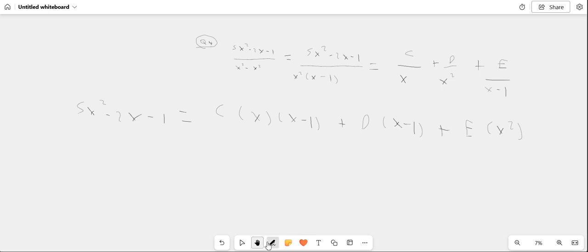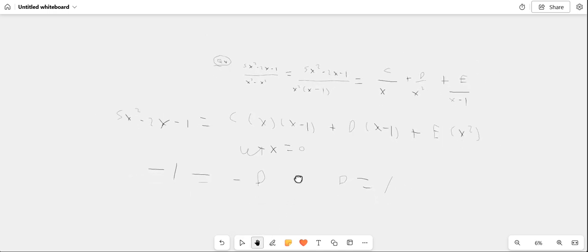So let's get rid of the x squared and the x. So let's let x equal 0. Again, you're left with just the constant term, minus 1. Everything else that has x will become 0, and this becomes 0 because x is 0. D becomes 0 minus 1, so that's minus d. And then E becomes 0 as well. So minus 1 is equal to minus D, which means D has to be 1.